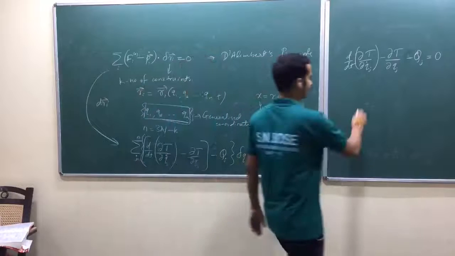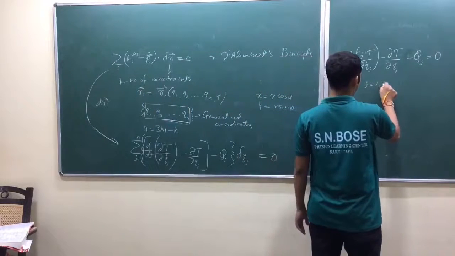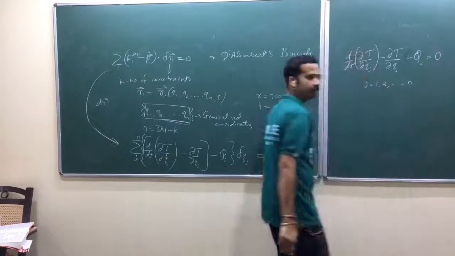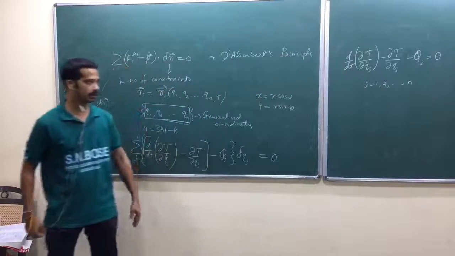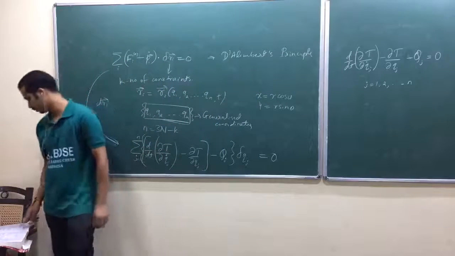Where j equals 1, 2 and so on up to n. There will be n generalized coordinates, so n differential equations like this.